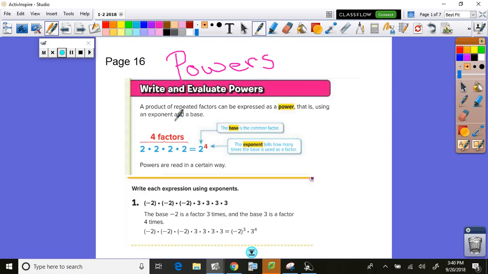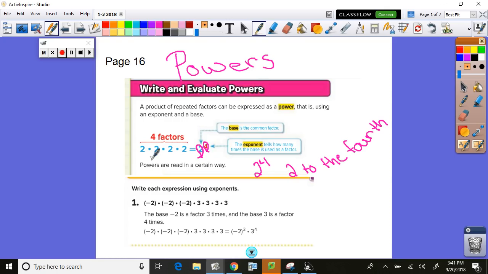In our book, it tells us that a product of repeated factors can be represented as a power. That is using an exponent and a base. We always refer to this large number as the base, and this little number is the exponent. So this is read 2 to the fourth. The exponent, the 4, is how many times I multiply.